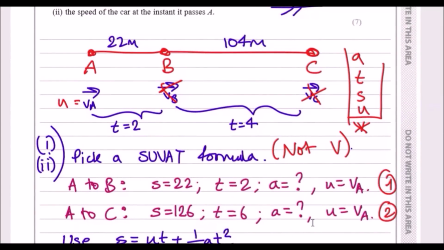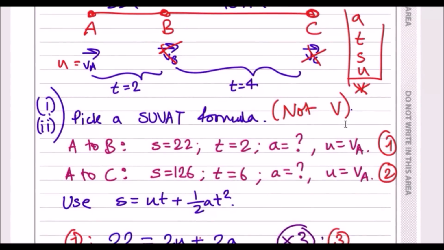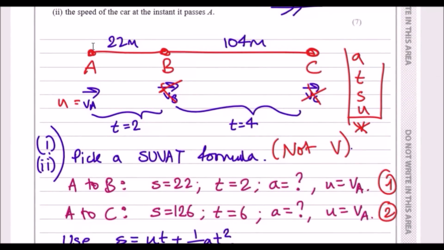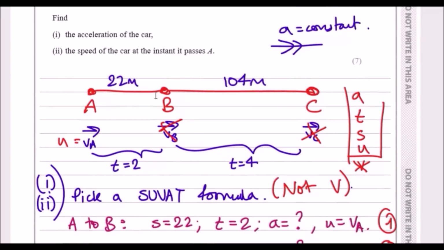Now, what you could summarize from this diagram is a couple things. We could measure from A to B, which has a distance of 22, and it takes 2 seconds. The acceleration we're trying to find, so it's a question mark, and the initial speed U equals VA. Now, I wouldn't use B to C because they don't want you to find the speed of B or C. They want you to find the speed of A. So you could do from A to C, which has a total distance of 126 meters, which is here, and a total time of 6 seconds. And of course, the initial speed is the same because it's the same starting point, and the acceleration is the same because it's constant.